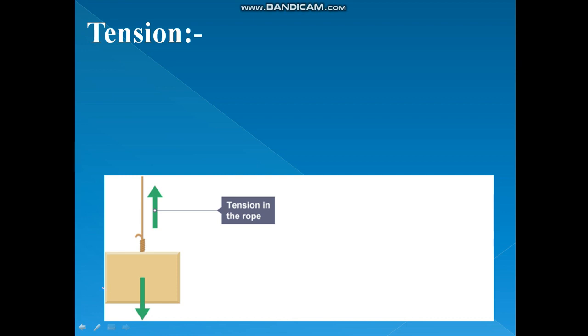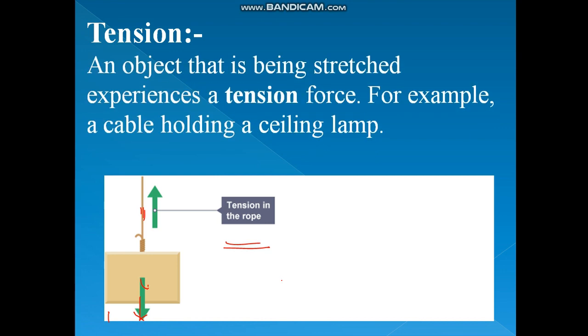Now over here, can you see there is a rope on which there is a block hanging? Can you see this block? Right? Now there, the weight of this block is acting in the downward direction. So this weight will be pulling the rope. So there will be an equal force on the rope in the upward direction, which is known as the tension. So we can say that an object that is being stretched experiences a tension force.